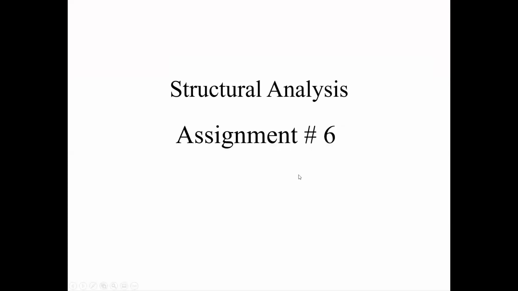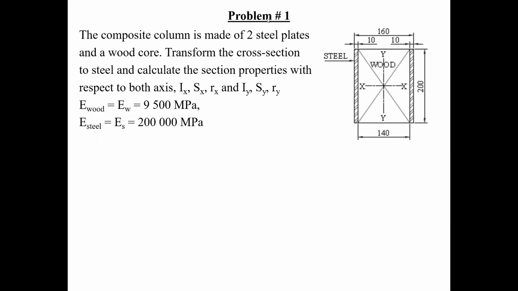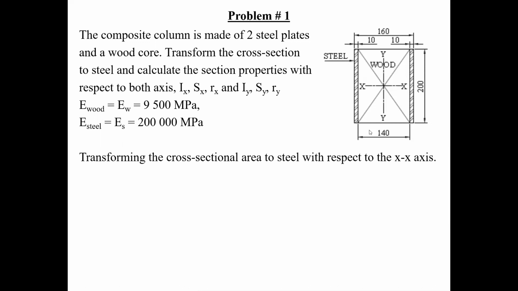Okay, so this was the assignment, and here was the problem. You have a composite column, which is made of two steel plates and a wooden core. Transform the section into wood and calculate the properties with respect to IX, SX, RX, IY, SY, RY. Now, this is the modulus of elasticity for the wood, which is a reasonable value. And of course, this is always going to be the assumed modulus of elasticity for structural steel. Since we are transforming the section into wood, the wood is going to be the numerator and the steel is going to be the denominator to calculate the ratio.